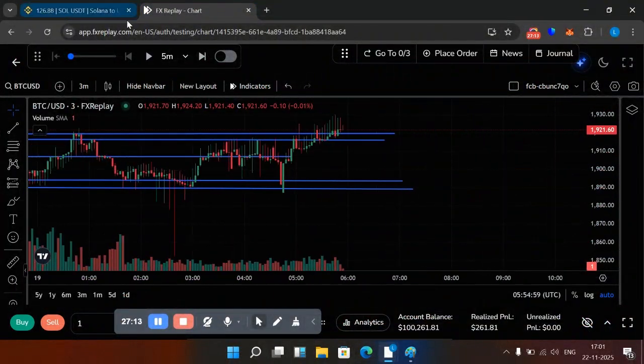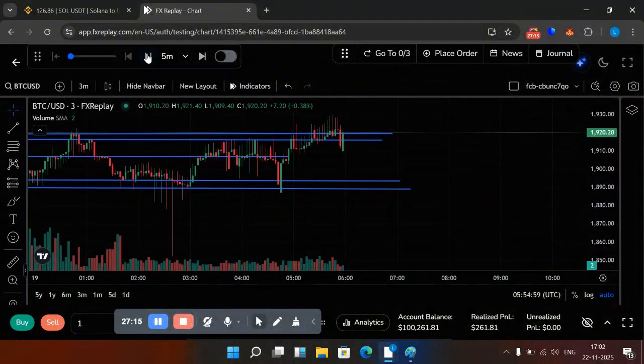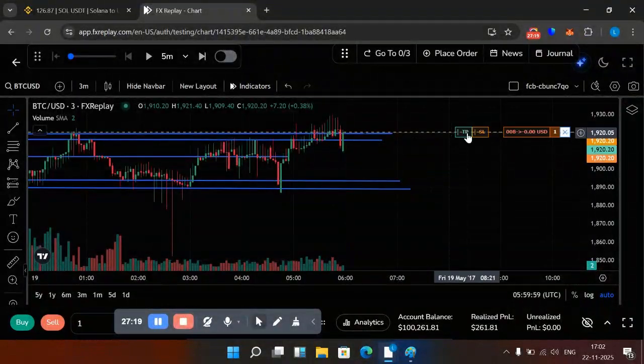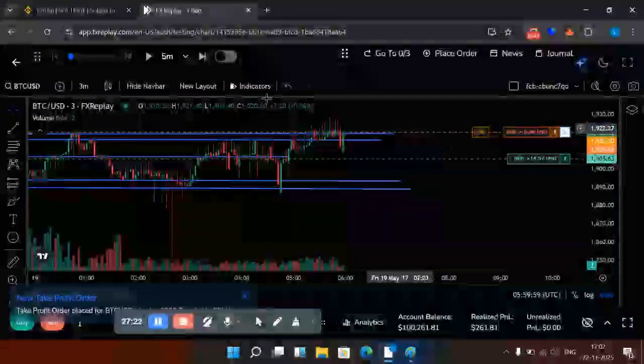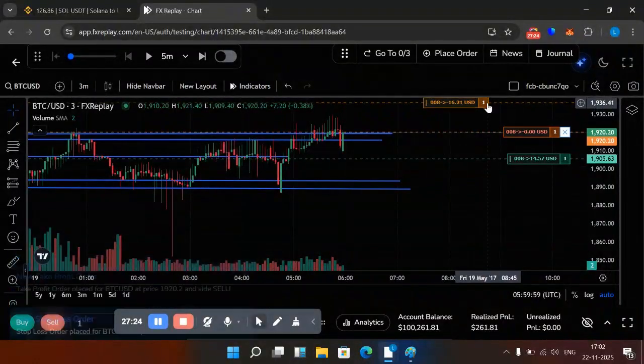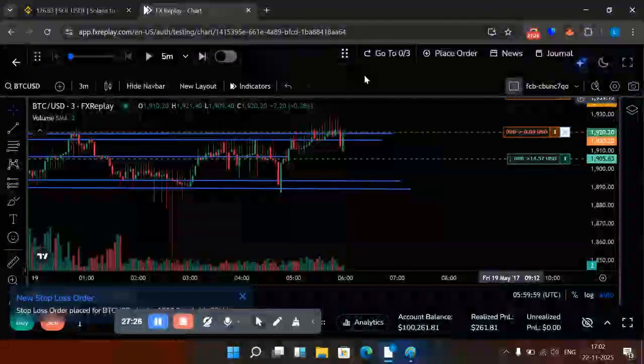Anyways, let's come back to this. Wait for next move. Fine, we have entered this area again. Sell. Take profit. Let's set it till there. Stop loss. Let's book it a little bit up.